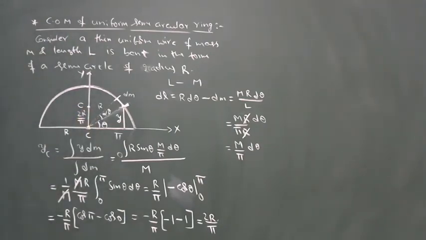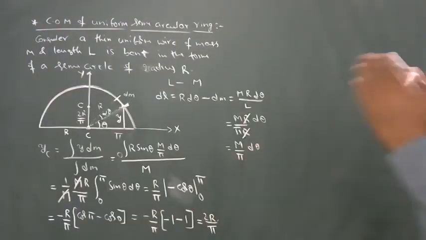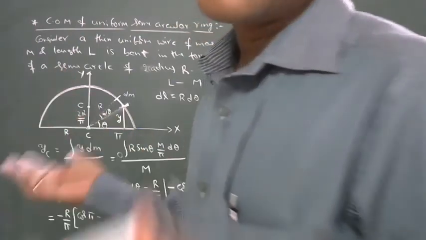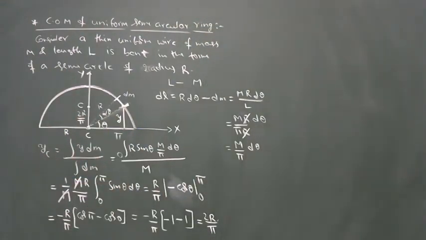And what about xc and zc? Here the ring is placed symmetrically about the y-axis. Therefore, xc and zc are 0. In the previous case, the rod is placed along the x-axis. It is symmetric about the x-axis. Therefore, its yc and zc are 0. Similarly, here the ring is symmetric about the y-axis. Therefore, its xc and zc are equal to 0.